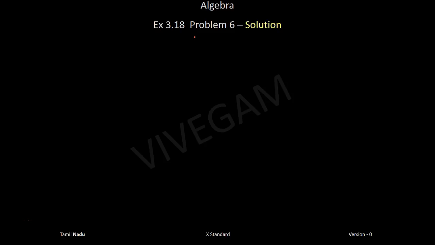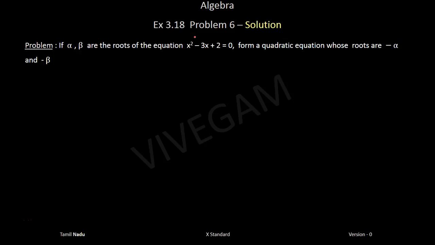Exercise 3.18, problem 6, solution. If alpha, beta are the roots of this equation x squared minus 3x plus 2 equal to 0, form a quadratic equation whose roots are minus alpha and minus beta.